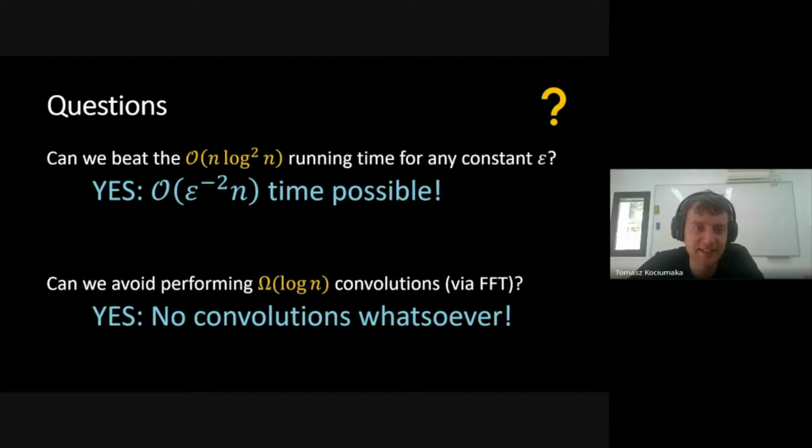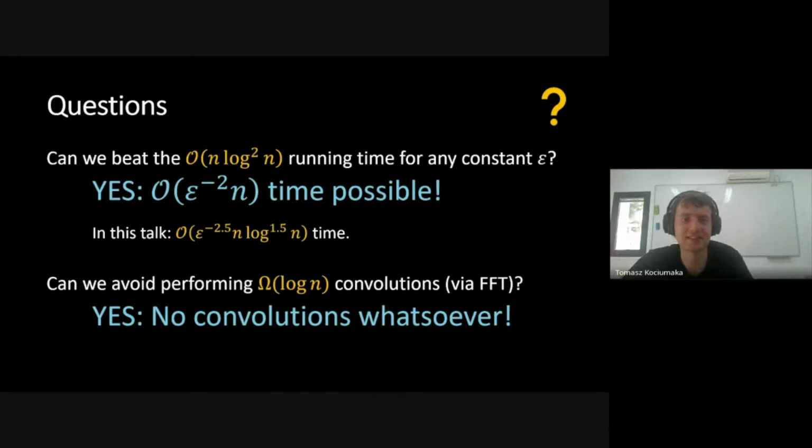However, this algorithm is quite technical, so in this talk I will just describe a more modest improvement upon the n log squared n barrier, namely an algorithm whose running time is epsilon to the minus 2.5 n log to 1.5 n. So we shave off a square root log n factor and increase the dependency on epsilon to even worse than in Karloff's algorithm.